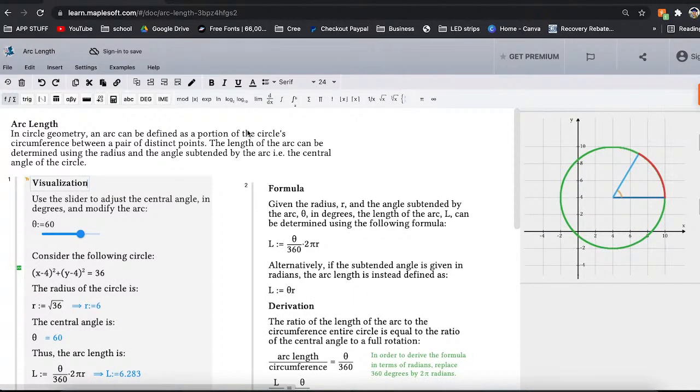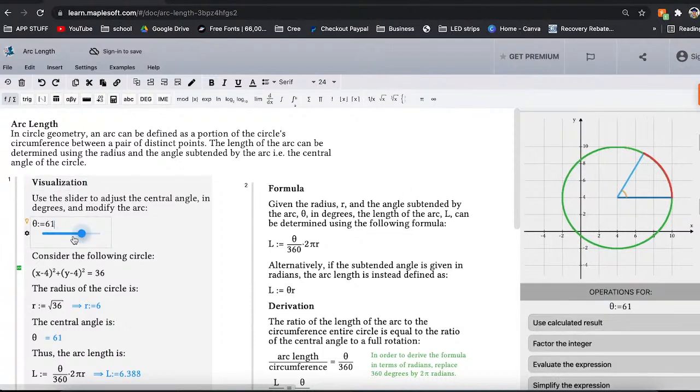So in geometry, an arc length is a portion of the circle's circumference defined by a pair of distinct points. What does that really mean? Right here, the arc length is indicated in red. It's the distance around this circle when we have some angle theta, which is this yellow line over here. As you can see, MapleLearn gives us a little slider, and we can adjust this angle theta and see how it changes the arc length.